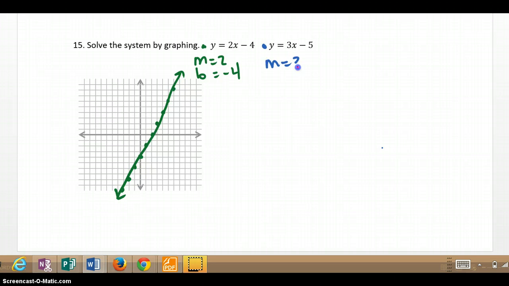And then we can do our second equation in blue. Our slope is 3 and our y-intercept is -5. 1, 2, 3, 4, 5. So we're going to go up 3 over 1, up 3 over 1, up 3 over 1, or we can go down 3, left 1. So our equations meet at 1, -2.